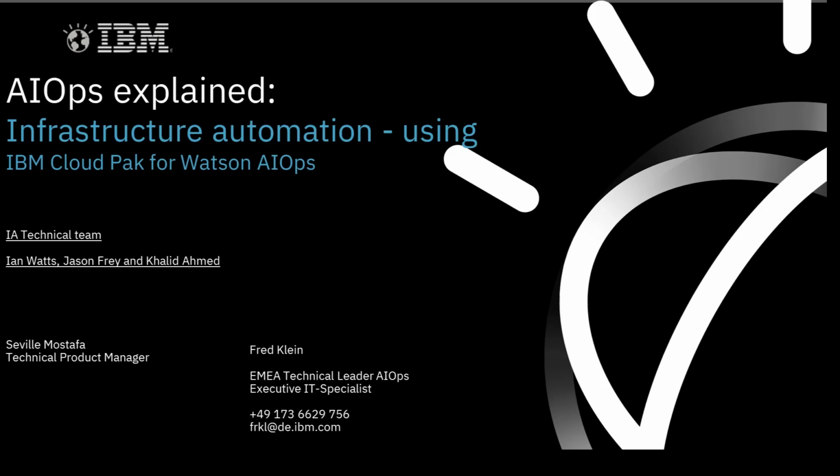Very good. Jason? Hi, my name is Jason Fry. I'm the chief architect of the infrastructure management component of infrastructure automation. I'm located in New Jersey, and I've been working on infrastructure management for the past 15 years as a developer and now as the chief architect. Thank you. Khalid? Hi there, I'm Khalid Ahmed. I'm the distinguished engineer working on the Cloud Pak for Watson AIOps, as well as infrastructure automation module. I'm based in Canada, Toronto.